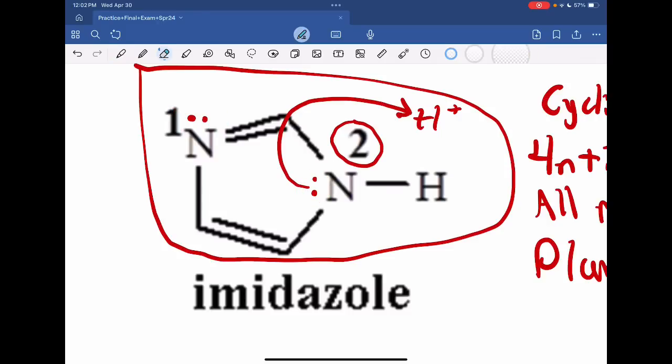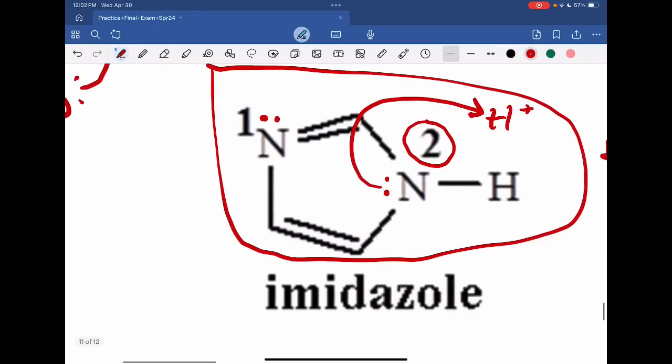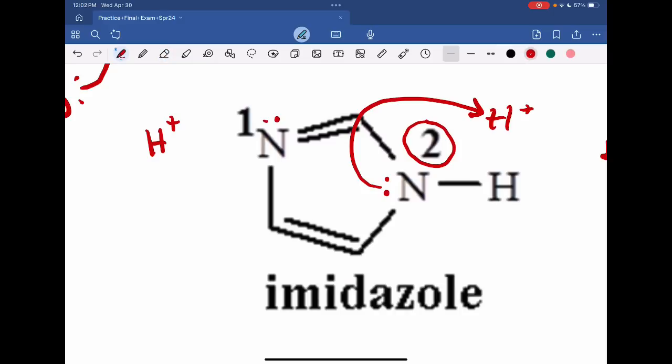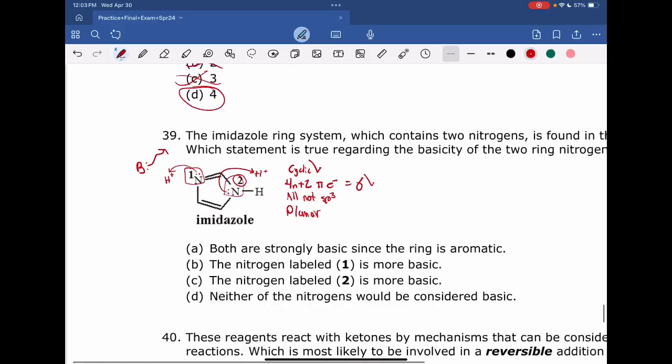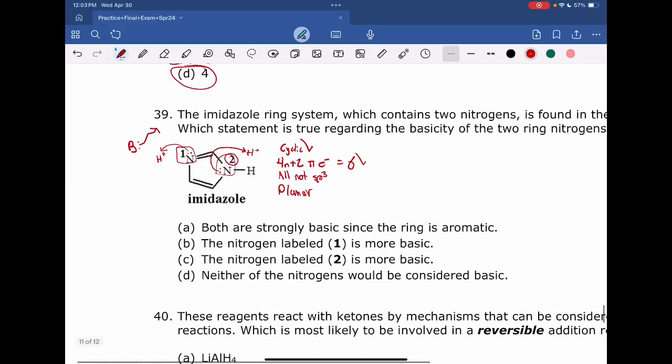Whereas if you use number 1 as a base, nothing happens. It's totally okay because this was never participating in aromaticity. So by that logic, 1 is definitely more basic than 2. So that should be the answer. Yes, it's B.